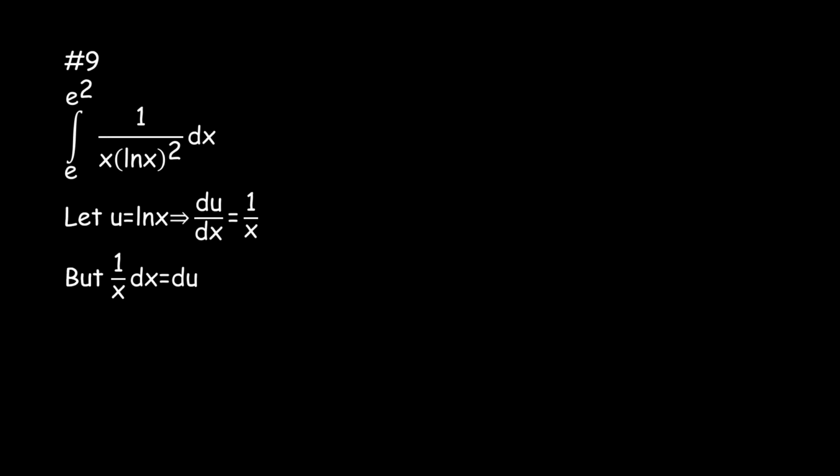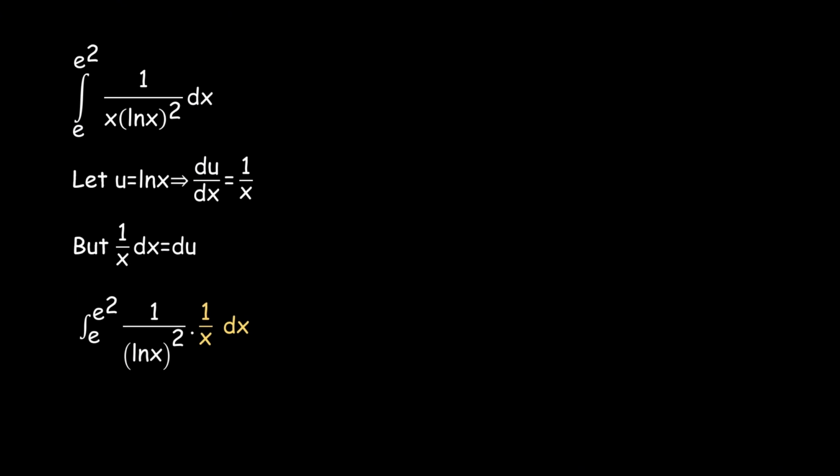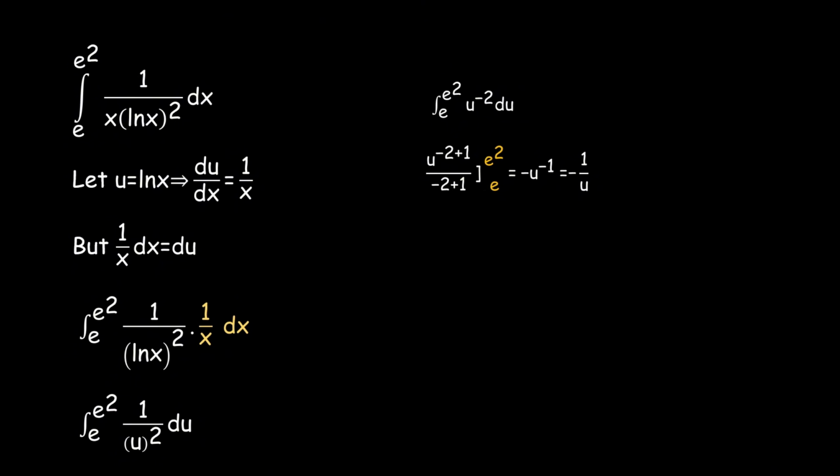Then we substitute that into the original equation, and we would have the integral of 1 over u squared. It means we're trying to find the integral of u to the power negative 2. This would be u to the power negative 1 over negative 1.